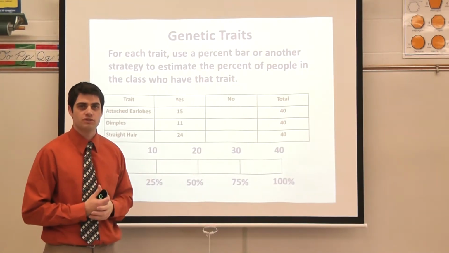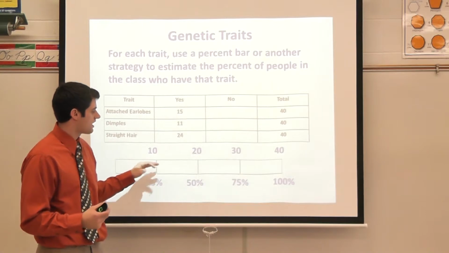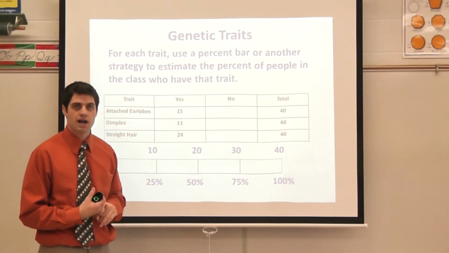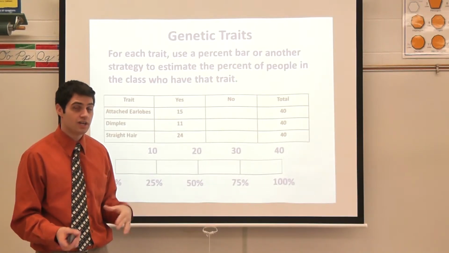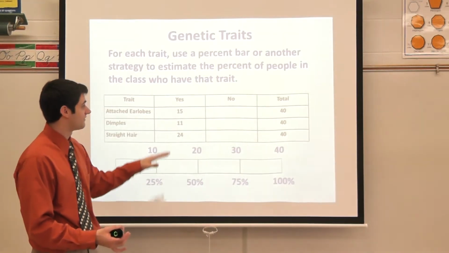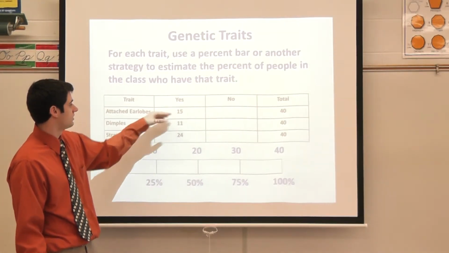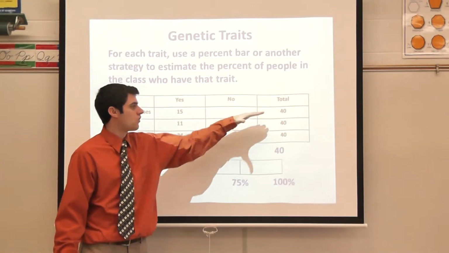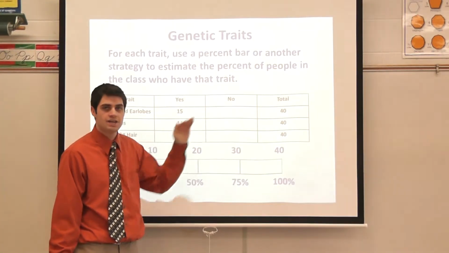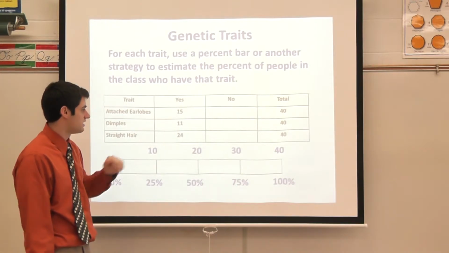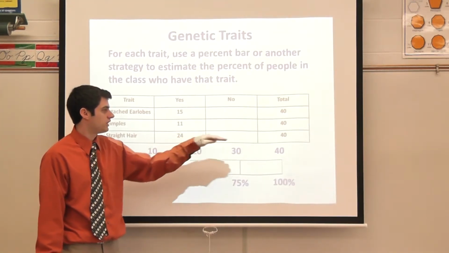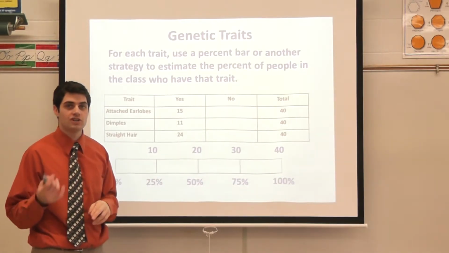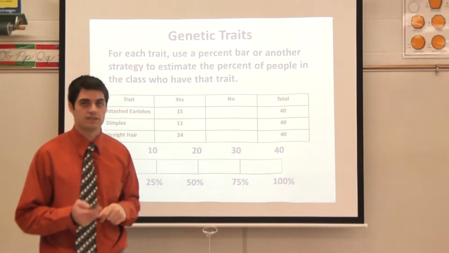Now, I just used some benchmark percents in here to help me solve this problem. Again, this is just estimating. I wasn't trying to find the exact value. If I was trying to find the exact value, again, one strategy I could do is 15 over 40, or 15 divided by 40, to get my decimal and percent. 11 out of 40, or 11 divided by 40. And then 24 divided by 40. So give you guys your decimals and your percents.